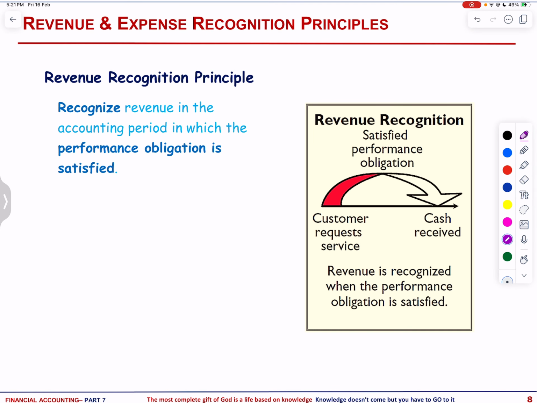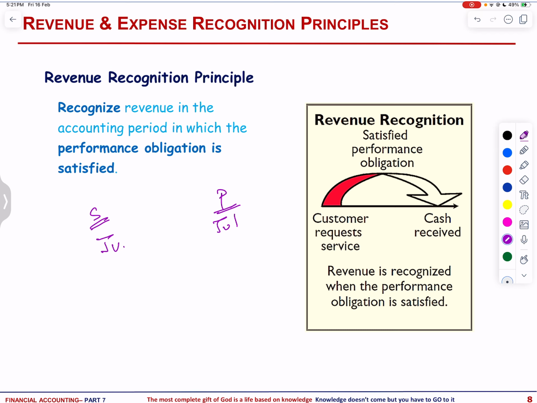The revenue recognition principle states that companies should record revenue in the period when it is earned. For example, if a service company, say a dry cleaner shop, cleans clothes in the month of June but receives the payment in the month of July, so they have given the service in the month of June and they are receiving the payment in the month of July.